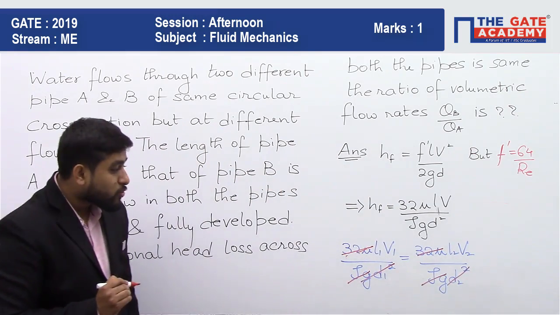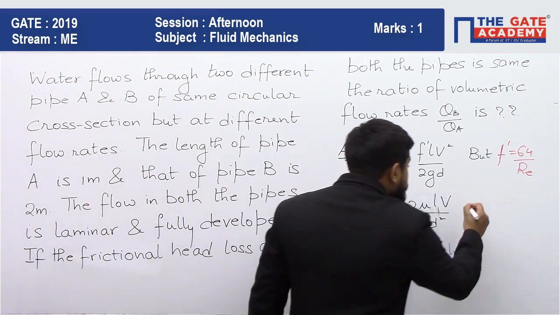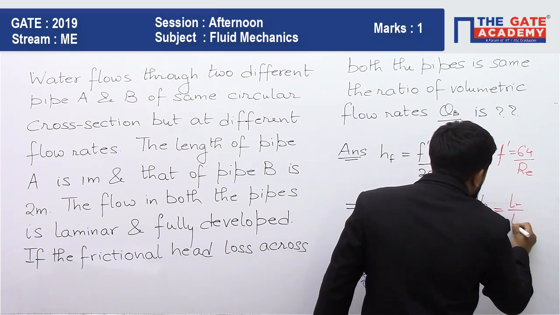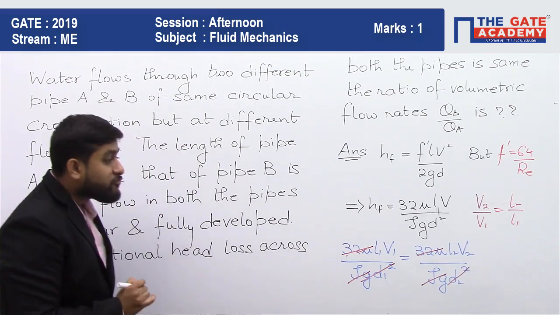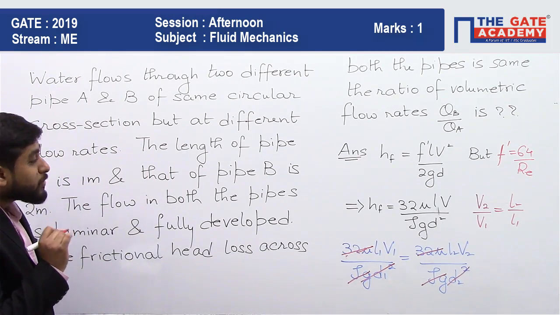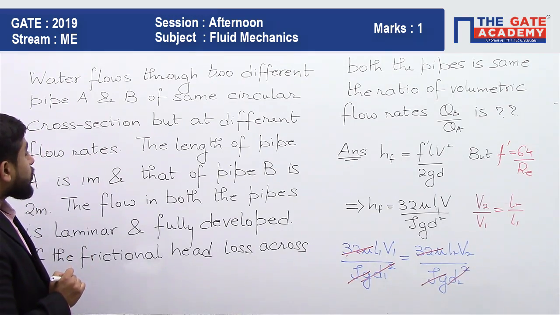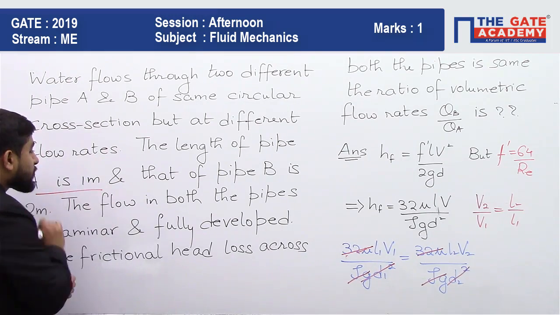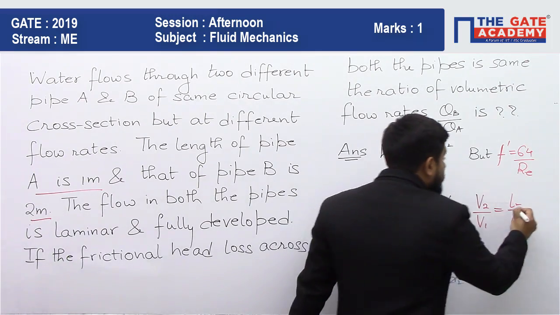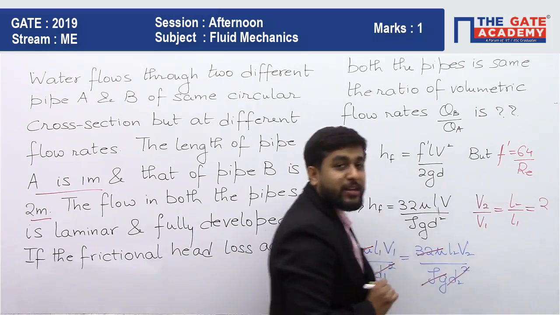So the ratio V2 by V1 is coming out to be equal to L2 by L1. But V2 by V1, VB by VA, is also equal to QB by QA. Now, if you talk of the length of the pipe, L1 is equal to 1 meter and L2 is equal to 2 meters. So, the answer is 2 by 1. So, this is the correct answer.